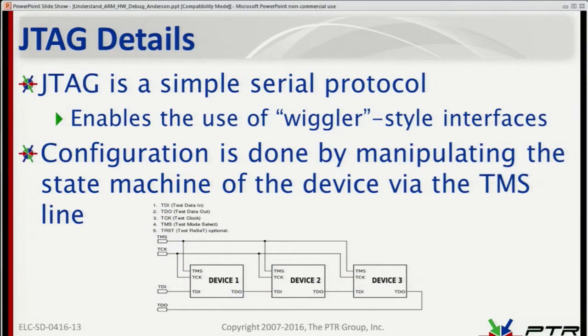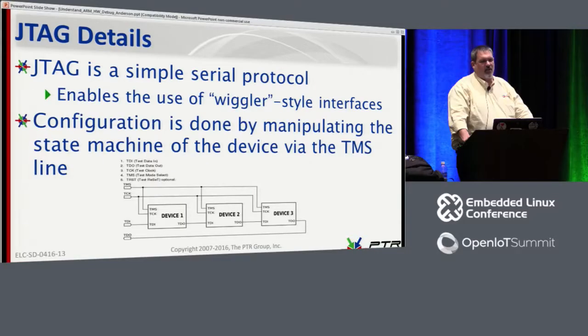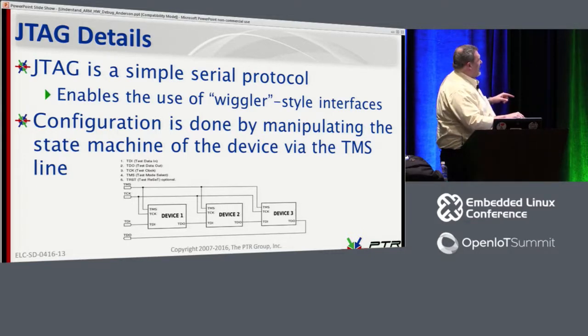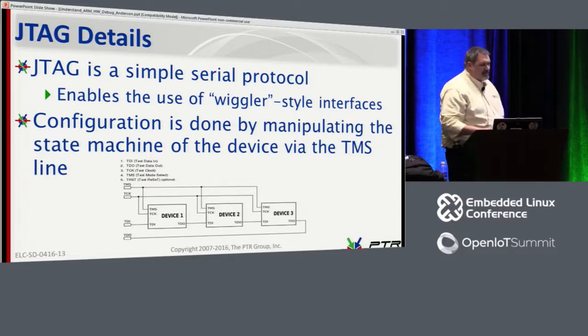So JTAG, though, is a really simple serial protocol. There's really not a whole lot to it. They have these devices that they call wiggler-style interfaces that just wiggle the wires. And what these things do is they clock data in and out. Typically what they have here is they have their test mode select. We can then determine which device we're going to select by using the test mode select option. And then we would have test data in, test data out, and then the clock. These would then give us the ability to then talk to any one of the devices at any point in time and then read all of its information out using one of these serial interfaces.